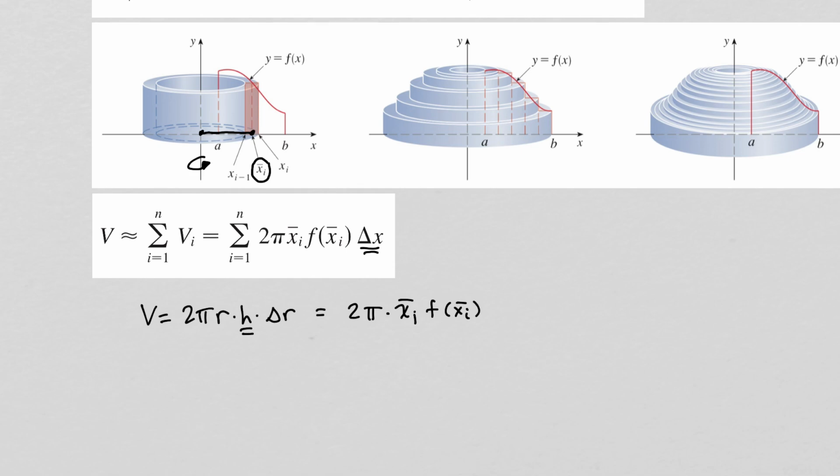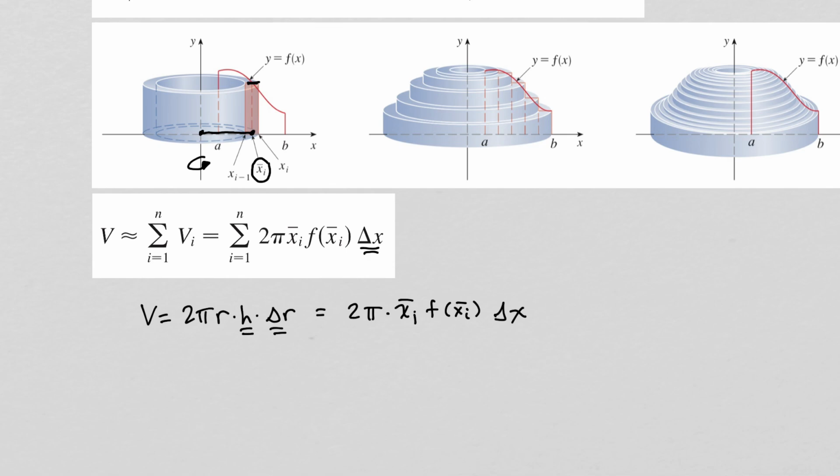And then delta x is just the delta R that we're seeing right here in the formula, right? Because the delta R is the thickness right here. Well, we know that when you're talking about rectangles, the thickness of the rectangle is what we call delta x, okay? So when you have a function rotated around the y-axis from a to b, the volume of one of those rectangles is going to be 2 pi xi bar f of xi bar times delta x.